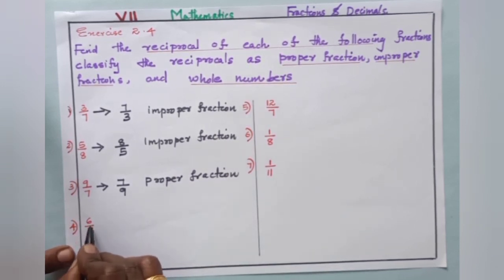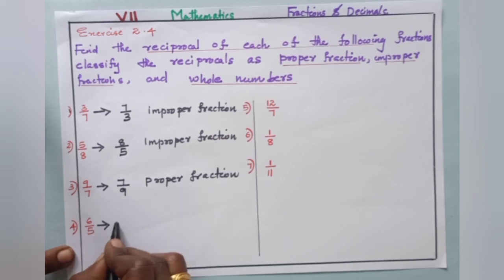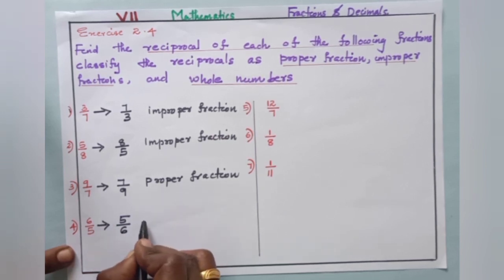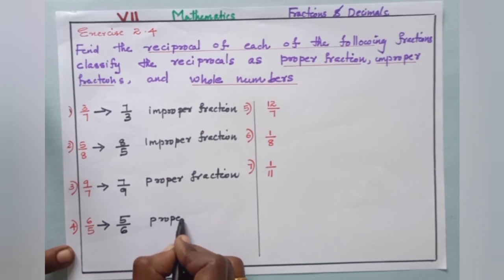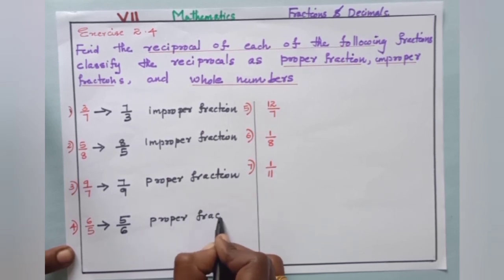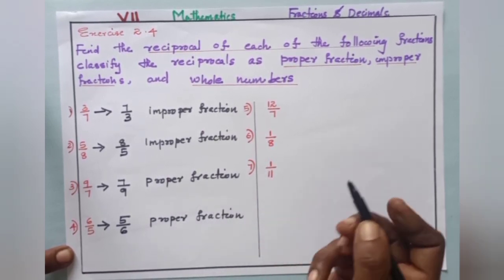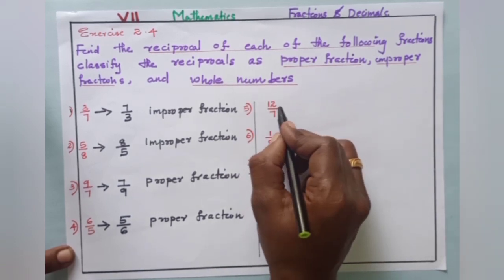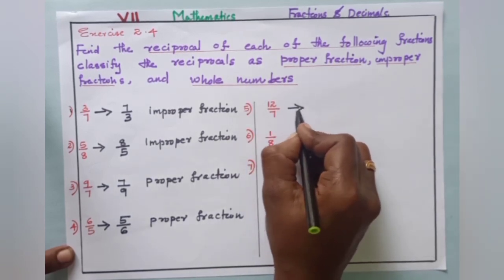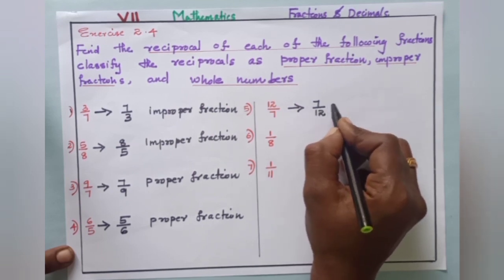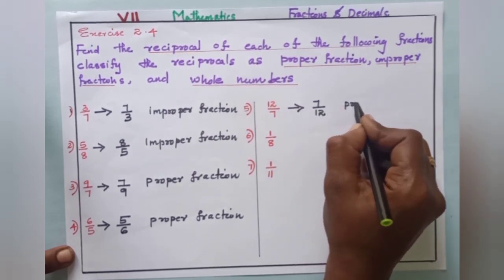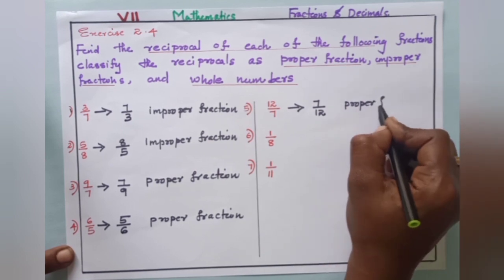Fourth question, 6 by 5. Reciprocal is 5 by 6. 5 by 6, numerator is less than the denominator, so proper fraction. Fifth question, 12 by 7. Reciprocal 7 by 12, yes, proper fraction.